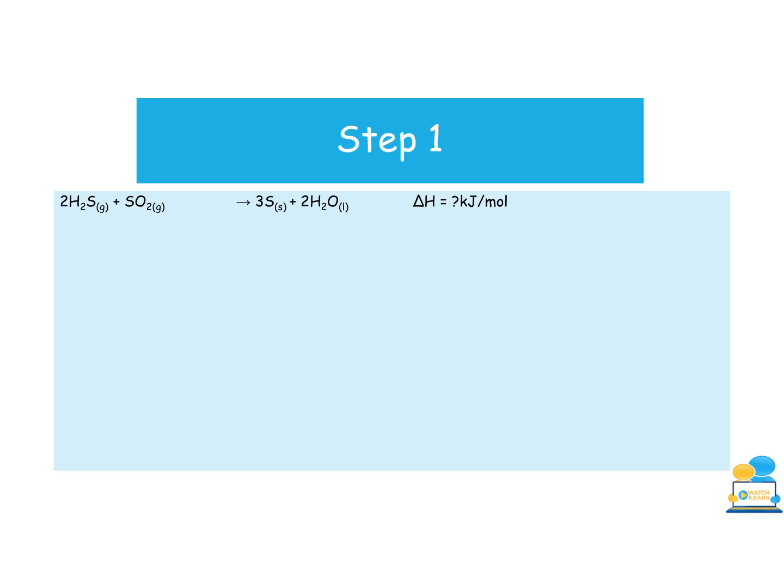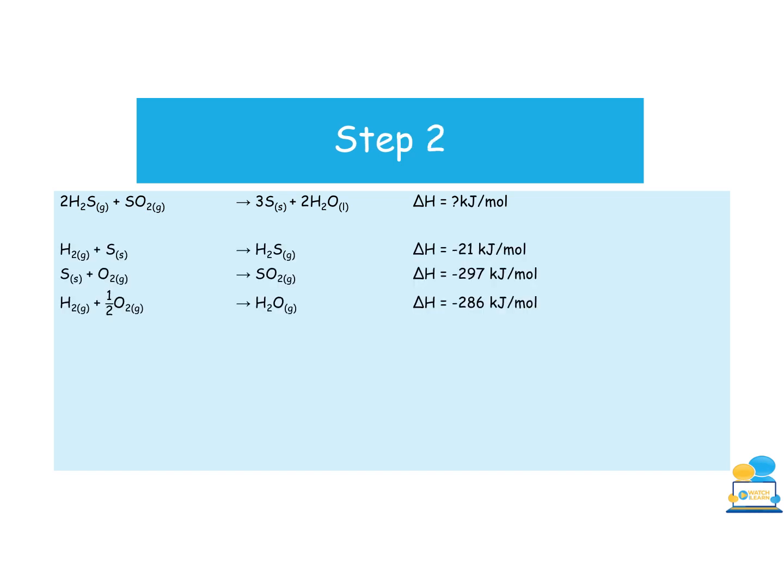And the equation that you're looking for is the one that they gave us in the question, and the delta H is the unknown. Step number 2 is you write down the equations that are needed, and those are the equations that are given to us in the question. Now, the answers for step number 3 will be on the next slide, but I'm going to show you how you go about doing it here. So step 3 is we rearrange the equations needed so the reactants and the products are on the same side as the equation that you're looking for.